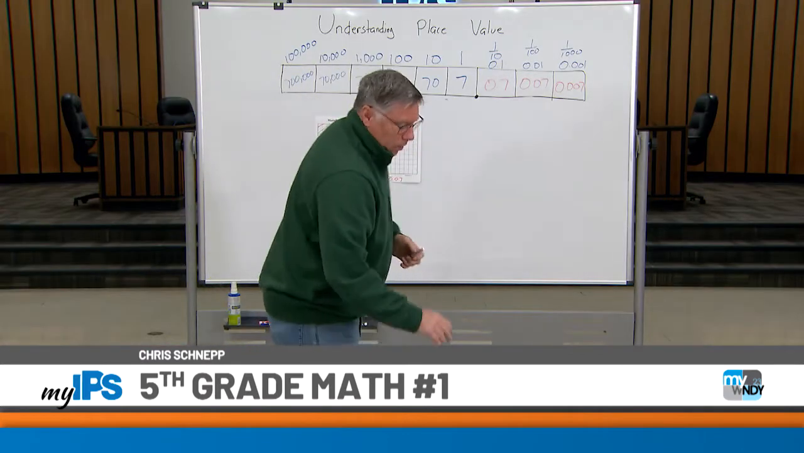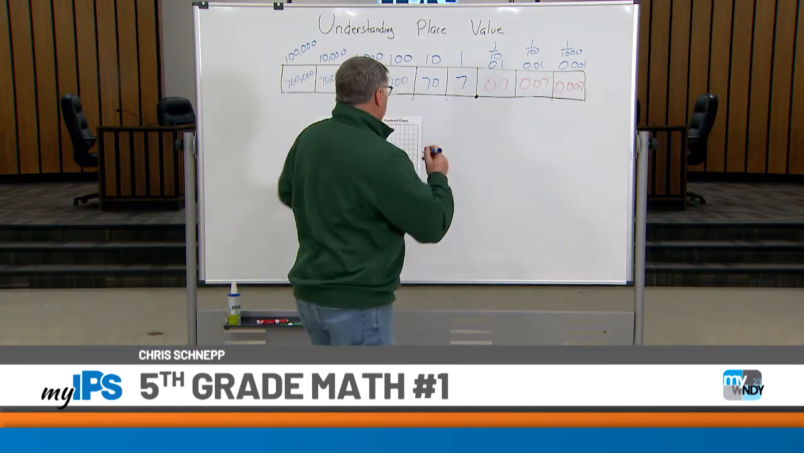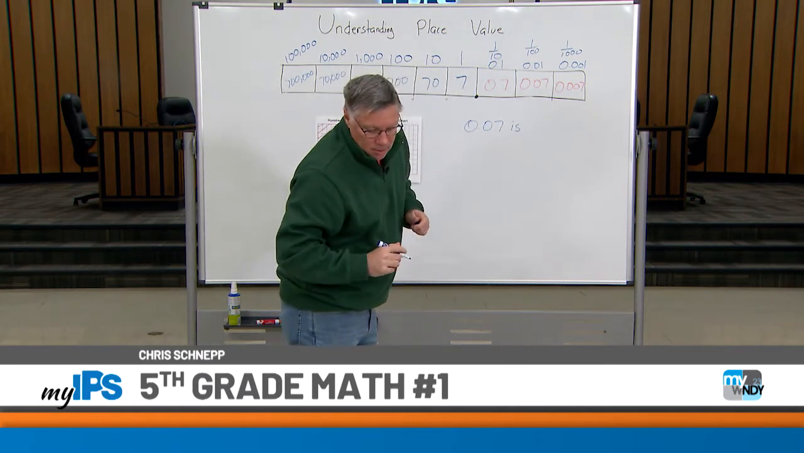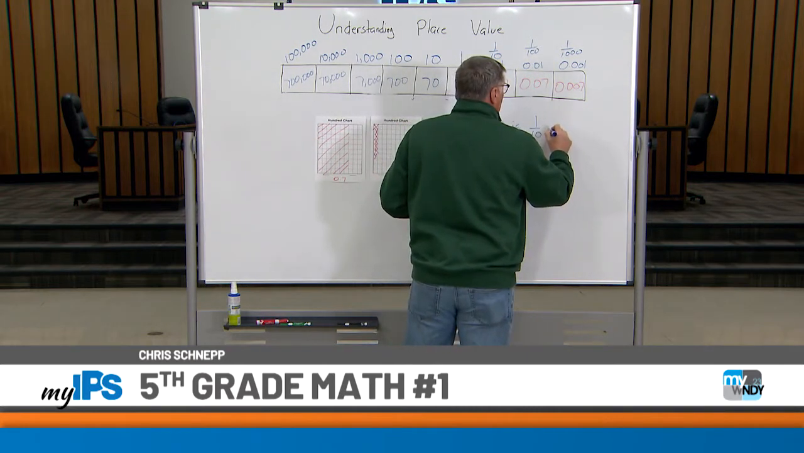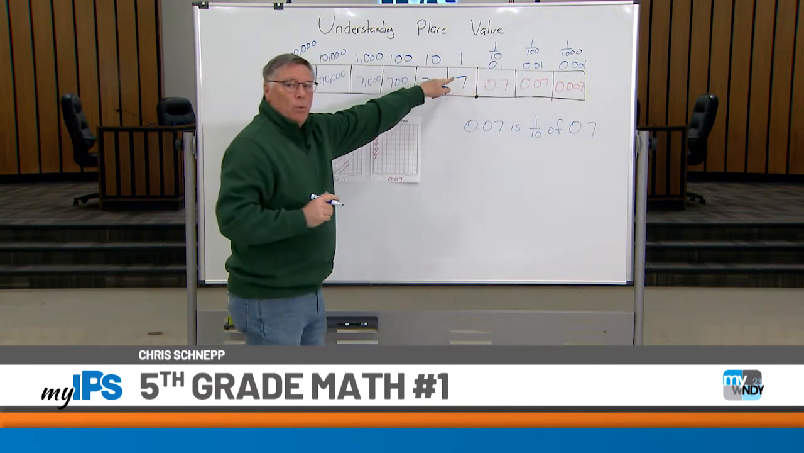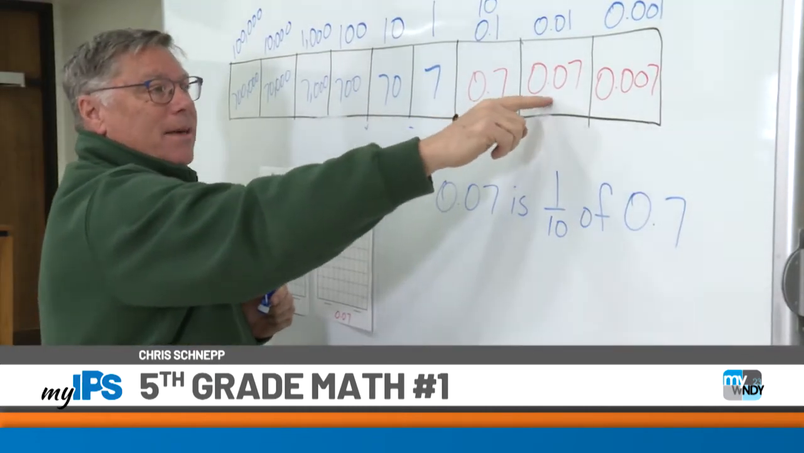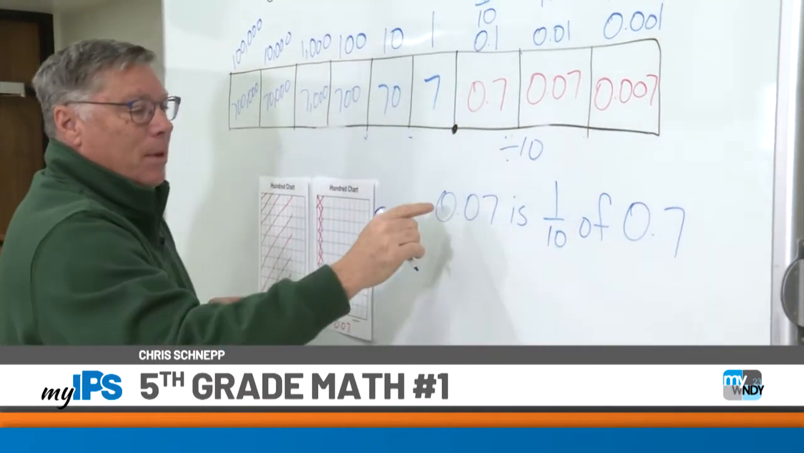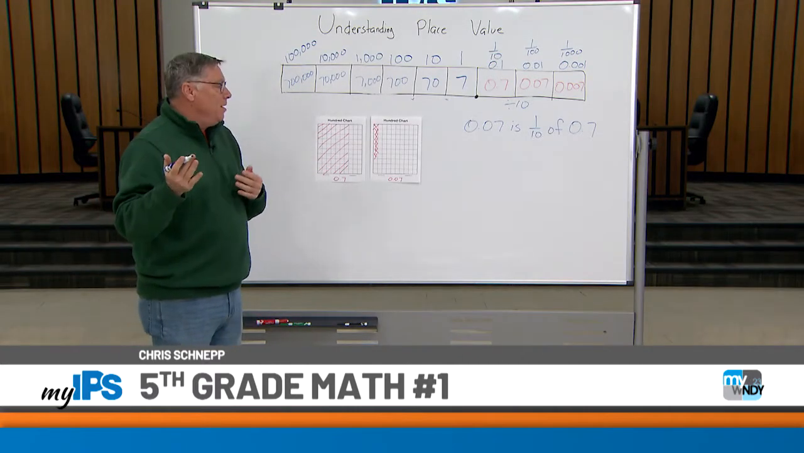Okay, so I want to complete this statement, and the statement that we're going to complete is 0.07 is 1/10 of 0.7. And if we go back up here to where we looked at, we started out with 0.7 or 7/10, and we went to 7/100. And remember, we talked about when we go to the right, we divide by 10, and by moving the decimal point, that changed that. So 7/100 is 1/10 of 7/10.